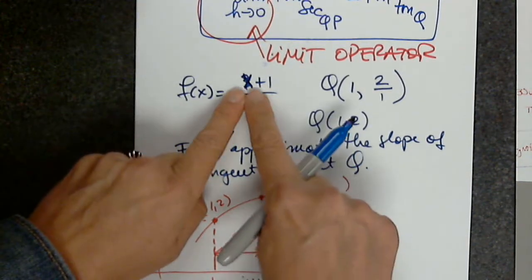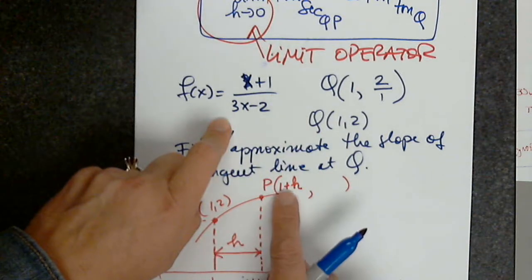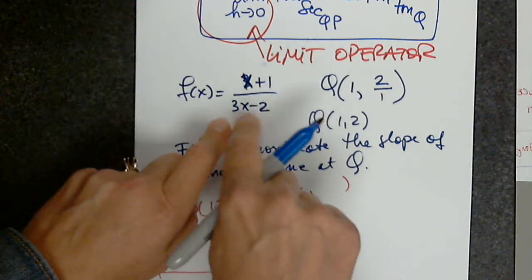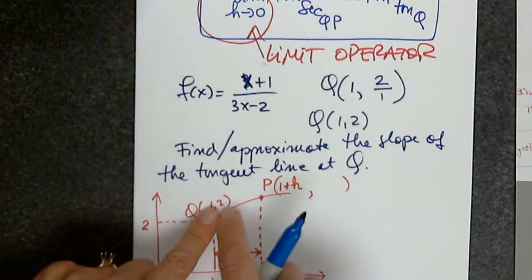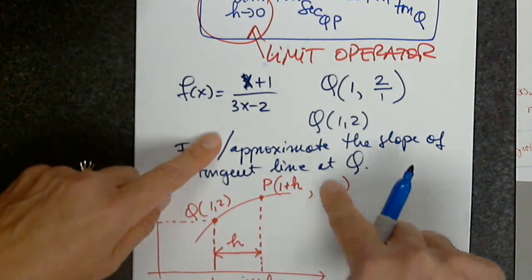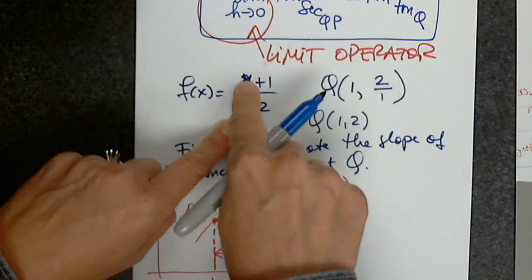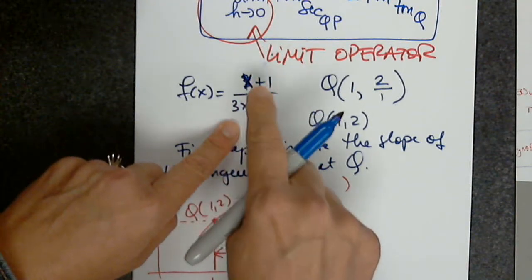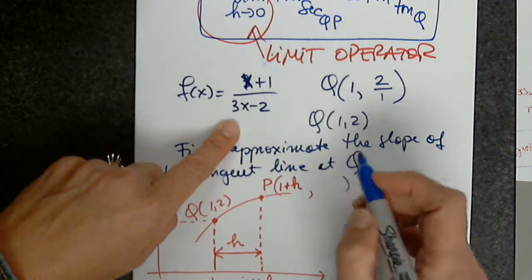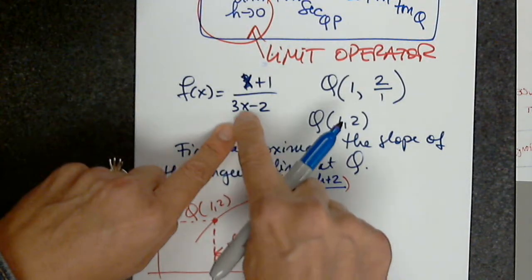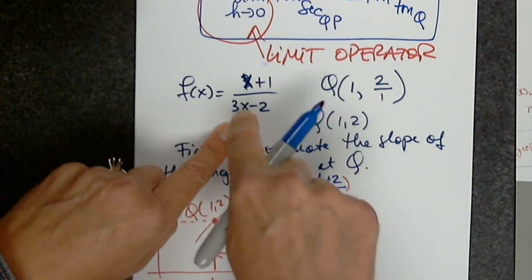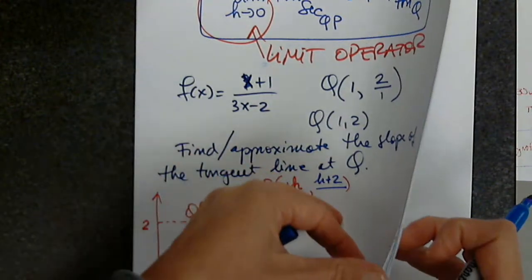So I only have to plug in, instead of x, 1 plus h to determine the y coordinate. As I plugged in 1 here to get the y coordinate, which was 2, in order to find this y coordinate, I have to plug in 1 plus h. 1 plus h plus 1 is h plus 2, over 3 times 1 plus h. Let me write it. Maybe that's not clear enough.